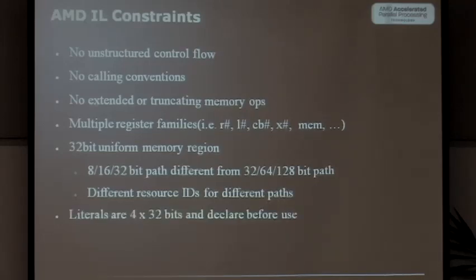We also have literals. We don't have scalar literals. All our literals are vectors, and they're also declared before use. So here's an example of a literal. I can take a hex value, an integer, or a floating point as a literal, and all four of these is one literal value.